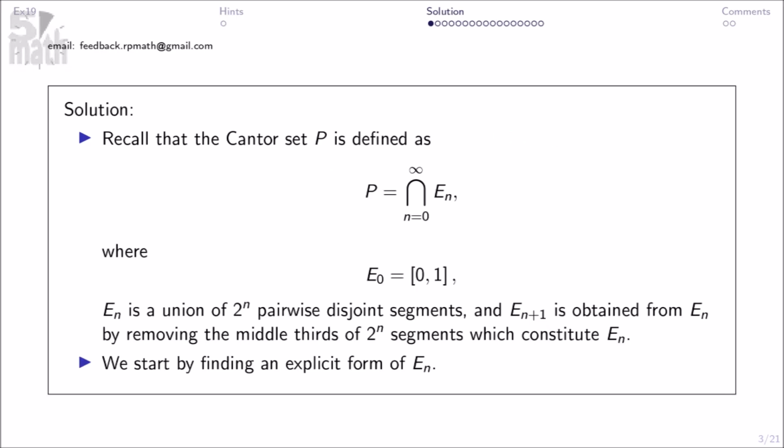Solution. Recall that the Cantor set P is defined as this, where E0 equals this. En is a union of 2 to the power n pairwise disjoint segments, and En plus 1 is obtained from En by removing the middle thirds of 2 to the power n segments, which constitute En. We start by finding an explicit form of En.